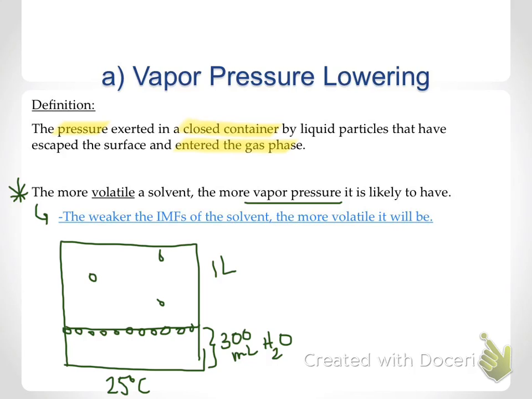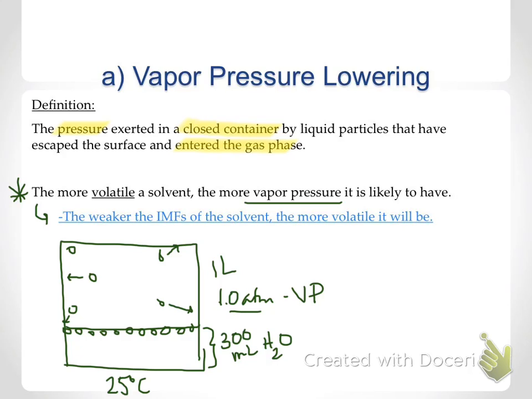So we are going to have some water molecules that have evaporated and are bouncing around the walls of the container, exerting a pressure on the side of the container. And let's just say that the pressure in that container is, we'll call it 1 atmosphere exactly. So if that pressure is 1.0 atmospheres on the side of the container, that's the vapor pressure.